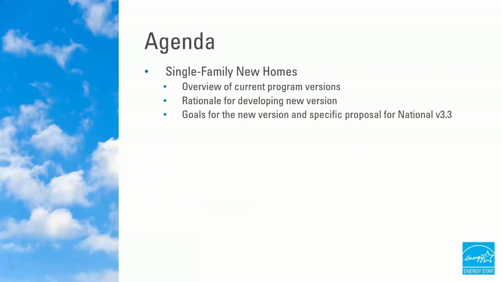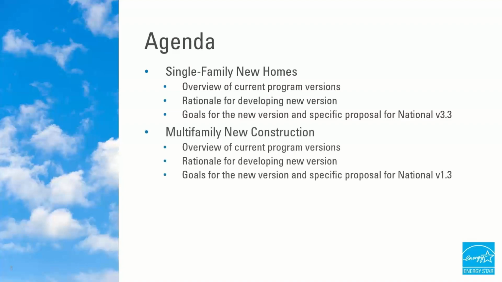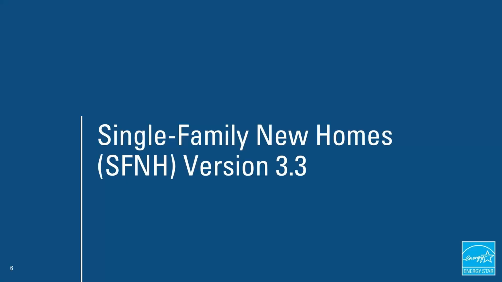We'll start off with the Single Family New Homes program, providing an overview of our current program versions, our rationale for developing a new version, and finally, the goals for the new version, along with a specific proposal for National Version 3.3. We'll then repeat that for the multifamily new construction program, ending with a specific proposal for National Version 1.3. After that, we'll recap what we've discussed and let you know how you can provide feedback on the proposals, and we'll end with Q&A. So let's go ahead and get started.